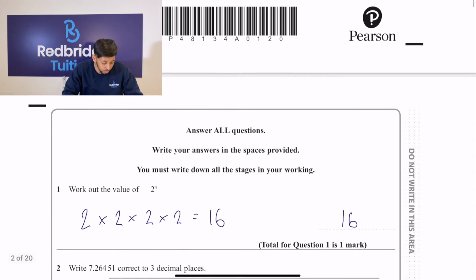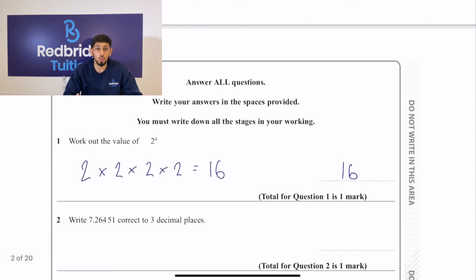Now moving on to question number 2. So what we need to do here is write 7.26451 correct to 3 decimal places. So firstly, we need to look at our 4th decimal place, as this will determine whether our 3rd decimal place either rounds up or down. So our 4th decimal place is 5. We round the 3rd decimal place up as a result, and our answer would be 7.265.